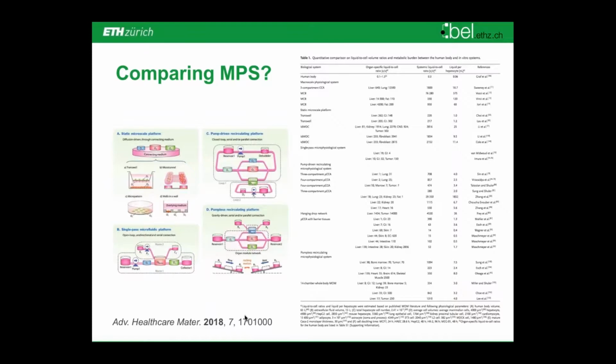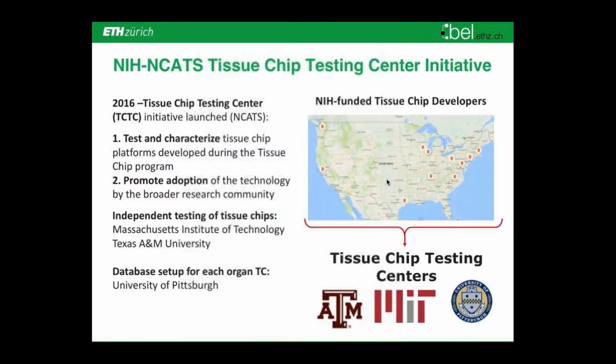There's a nice review in Advanced Healthcare Materials where they compare the different systems. They looked here at, you're not supposed to be able to read that, but they compared liquid to cell volume ratios and metabolic burden between the human body and in vitro systems. So what tool do we use in order to scale the tissue models, but also, how do we get the data and what do we do with it? Can we just take it one-to-one, or are we comparing apples with peaches? These kinds of questions still are out there, and there's no clear standard on what is what.